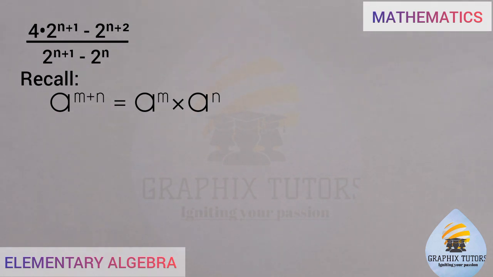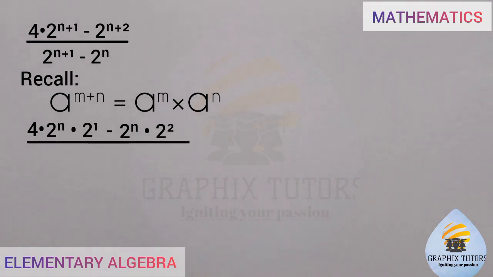So when I implement this law to what I have in my problem there, I'll be having 4 multiplied by, instead of me writing 2 to the power of n plus 1, I'll be writing 2 to the power of n multiplied by 2 to the power of 1, just like the law implies. Minus, instead of me writing 2 to the power of n plus 2, I'll be writing 2 to the power of n multiplied by 2 to the power of 2. All divided by, instead of me writing 2 to the power of n plus 1, I am going to be writing 2 to the power of n multiplied by 2 to the power of 1, minus 2 to the power of n. Now I will have to factorize this.